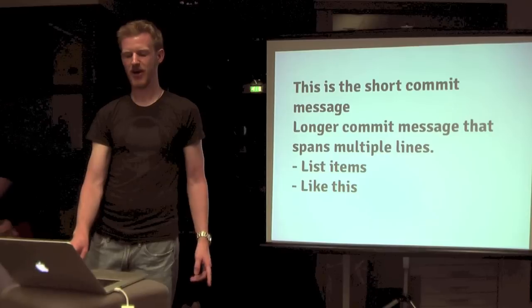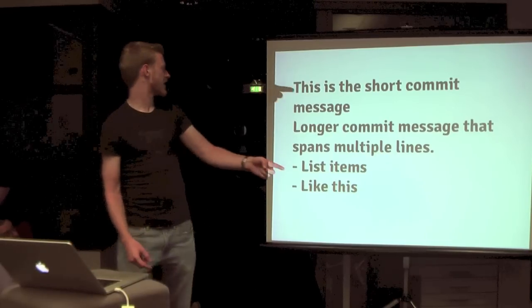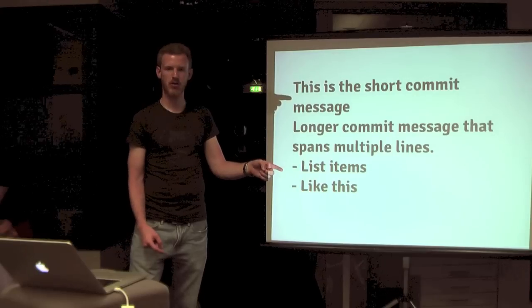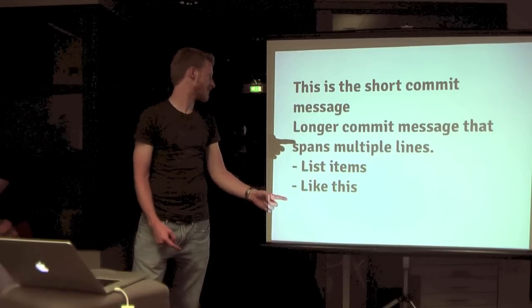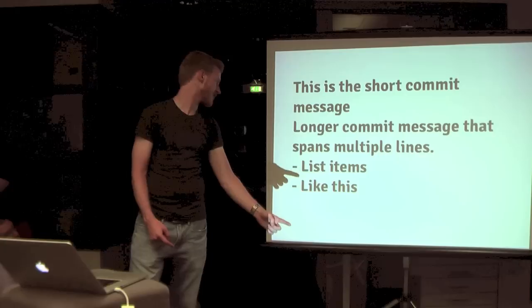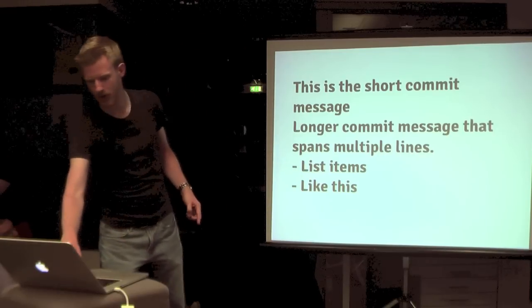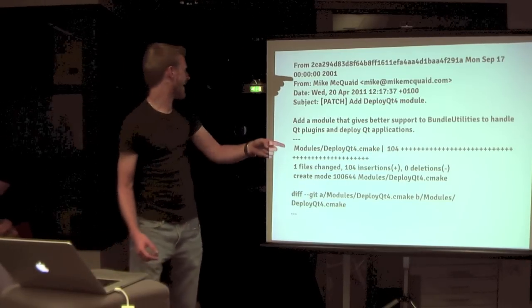Commit messages are important. What you should have in your commit messages is like writing an email, think of it that way. The first line should be the short commit message. Then you should have a long commit message that can span multiple lines and do lists like that. For example, a good commit message written by me.